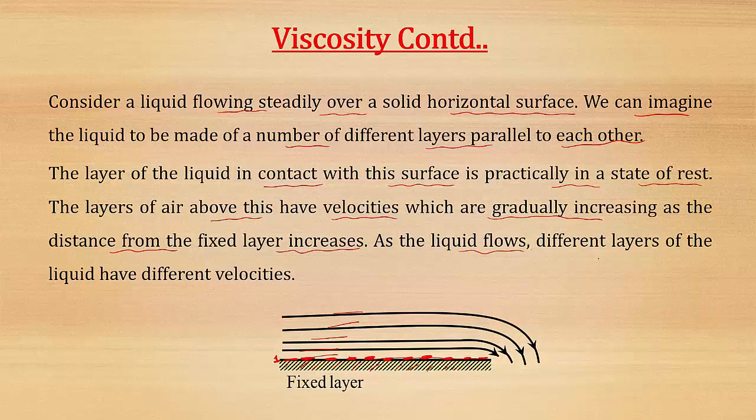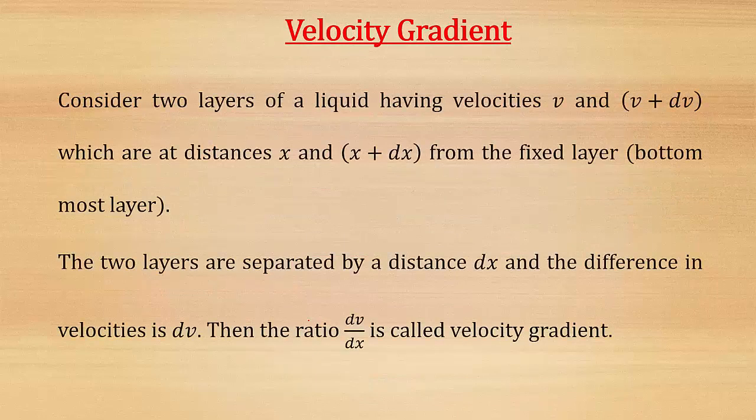As the liquid flows, different layers of liquid have different velocity. When you move a certain distance from the fixed layer, the velocity goes on increasing as it moves away from the fixed surface. So each layer is having a different velocity.